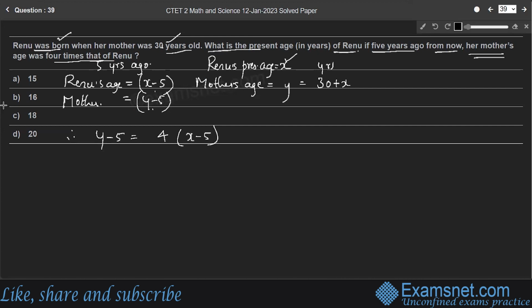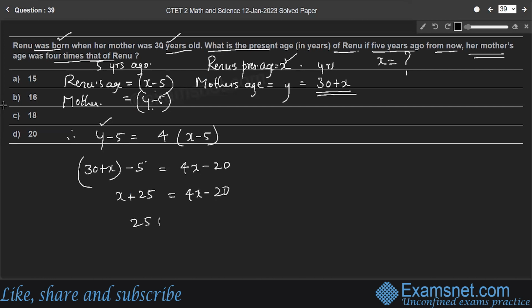Here the question is, what is the present age of Renu? We have to find the value of X, her present age. For that, let us consider Y as 30 plus X, since her mother is 30 years older than Renu. Therefore, Y minus 5 is 30 plus X minus 5, and that equals 4 times X minus 5, which is 4X minus 20. So it becomes X plus 25, since 30 minus 5 becomes 25, is equal to 4X minus 20.